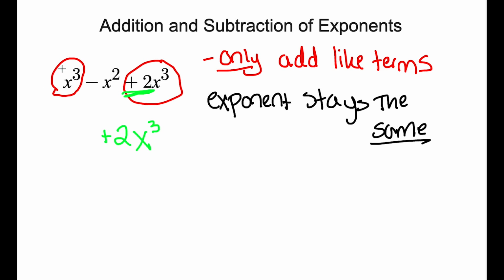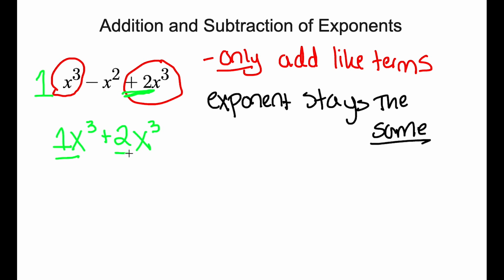Now, what is the coefficient in front of here? Well, if you don't see a number there, it's not a 0, it's a 1. There's only one of these terms. If it was a 0 in front, you wouldn't see a term at all. So, make sure that you are adding 1 x cubed to the other like term, which is 2x cubed.